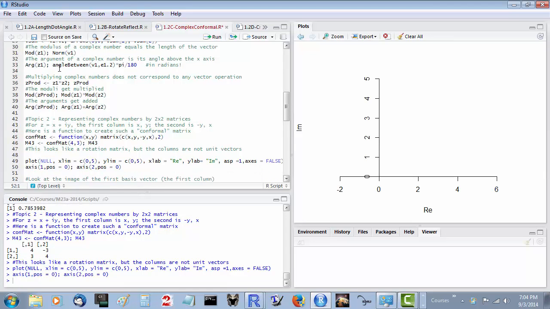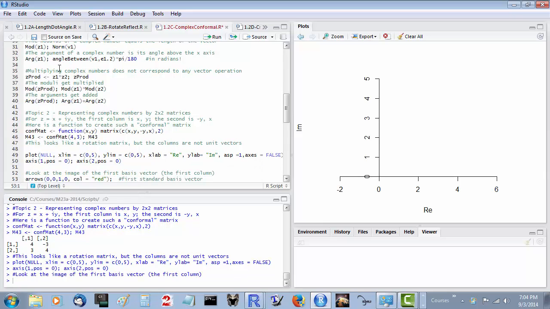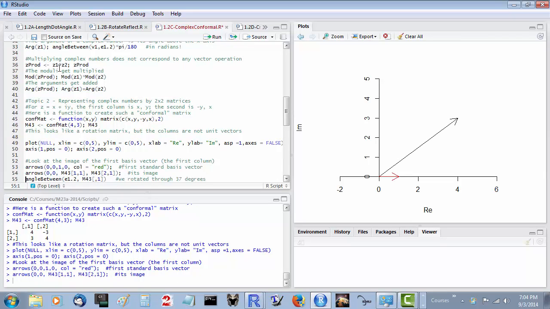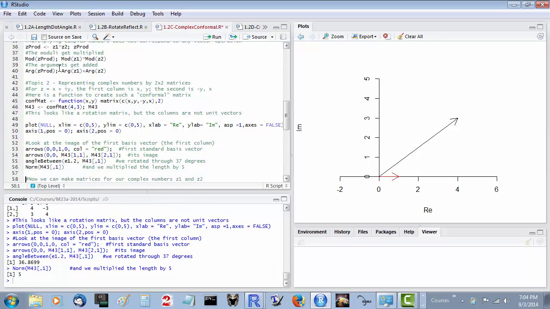So we'll set up a nice looking plot, and we will see what happens to the first basis vector. There's the first standard basis vector, and here's the first column of the matrix. What happens to it? It got rotated, but it also got stretched. It was rotated through 37 degrees, but the length got multiplied by 5. And exactly the same thing happened to the second standard basis vector.